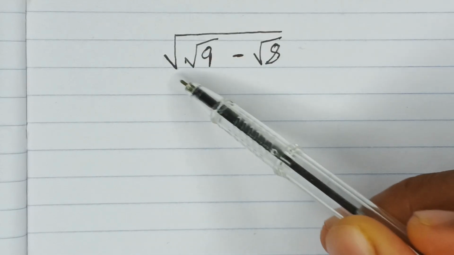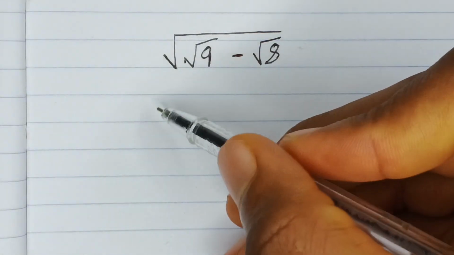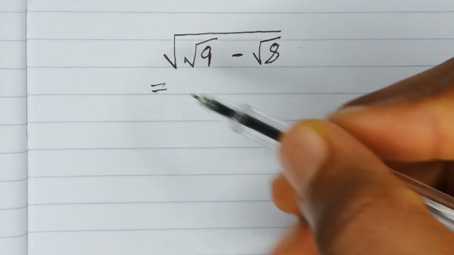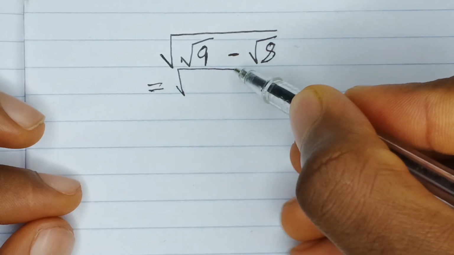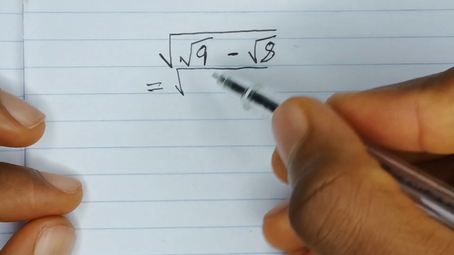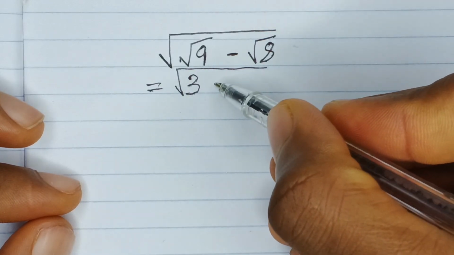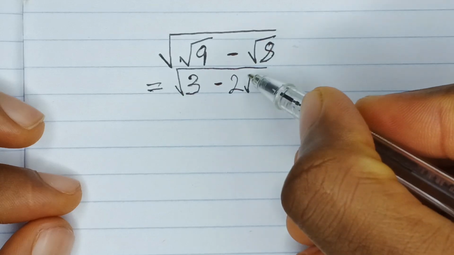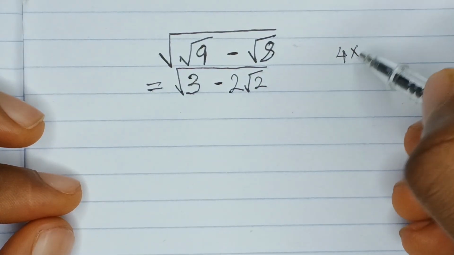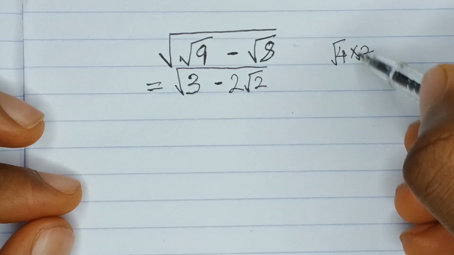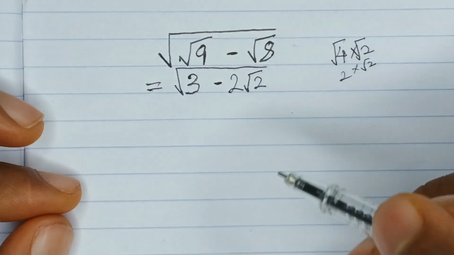Today we are going to solve this question. Okay, so this is equal to the square root of (9 minus the square root of 8), all in square roots. The square root of 9 is 3 and the square root of 8 is 2 root 2, because 8 is 4 times 2, the square root of 4 times the square root of 2, and this is 2 times root 2, which is 2 root 2.